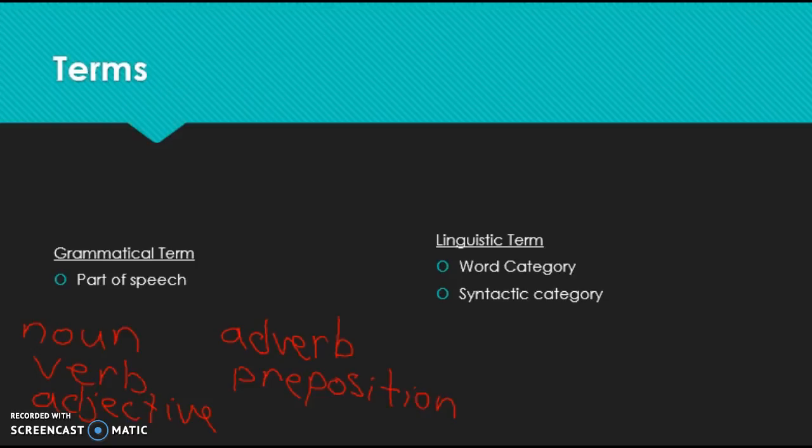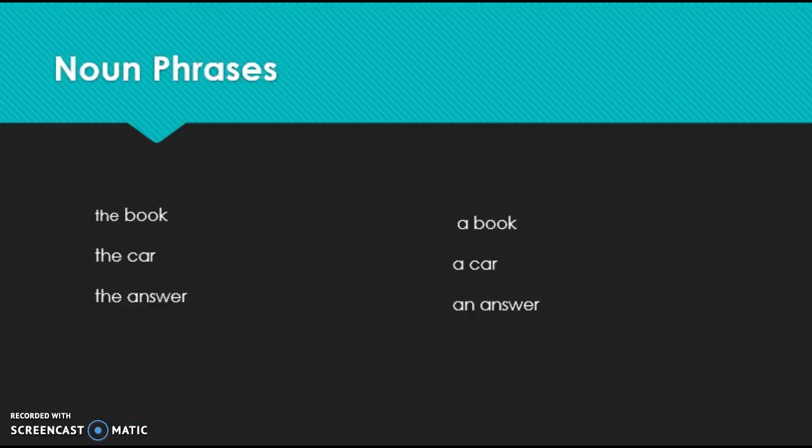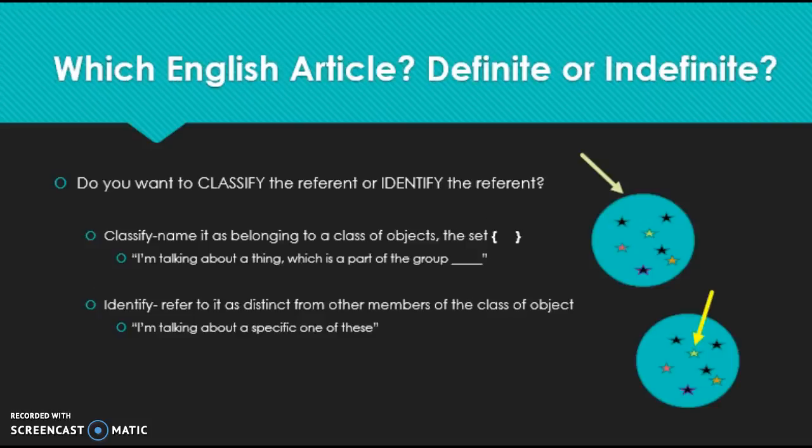Okay, so now let's move on to noun phrases. We have some noun phrases here: the book, the car, the answer, a book, a car, an answer. They're split into columns: the definite article, the, and the indefinite article in English. Sometimes you might see books that say there are two indefinite articles, but as linguists, we would say there's one indefinite article that has a phonological alternation, which we learned about in Chapter 1, Ziggus Chapter 1.